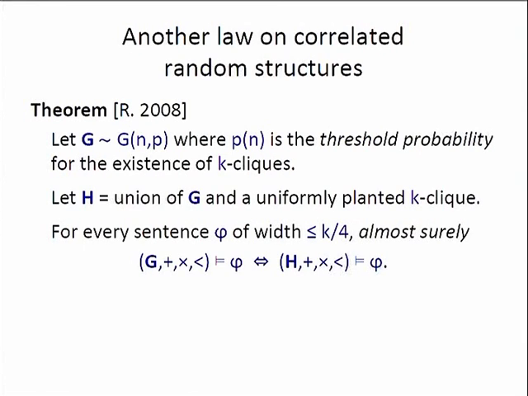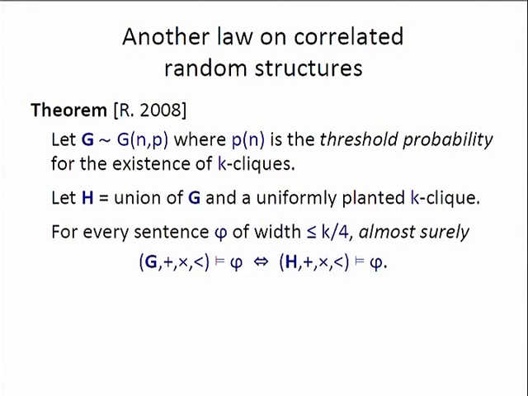So the result pertaining to this width hierarchy, I'm going to give a statement which is kind of in the form of another correlated version of a 0-1 law. So if we consider a random graph G(n,p), where p is a threshold probability for the existence of k-cliques. So that is, this G(n,p) contains a k-clique with probability exactly 1/2. And it turns out that this threshold probability is of the form n to the minus alpha for some constant alpha. So we consider such a random graph G. And now we'll let H be the kind of correlated random structure. We'll take G and we'll uniformly plant a k-clique somewhere on G. So this is a pair of structures where G has a k-clique with probability 1/2, but H has a k-clique with probability 1.